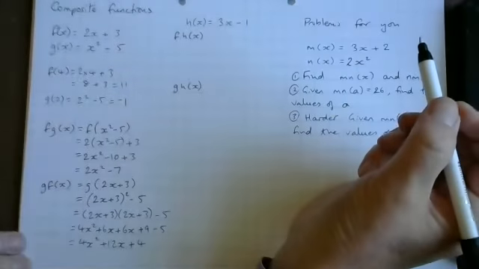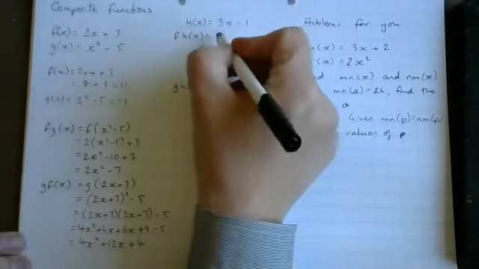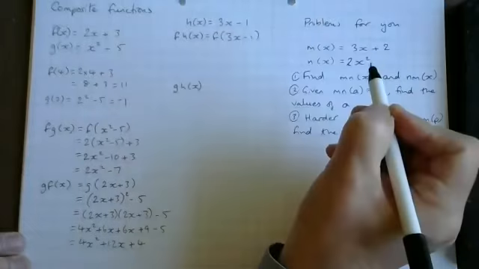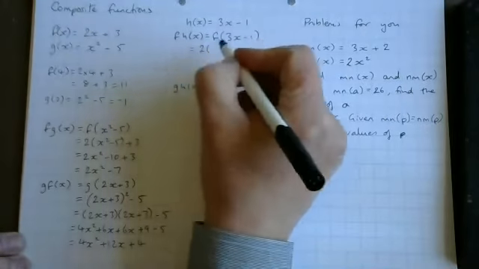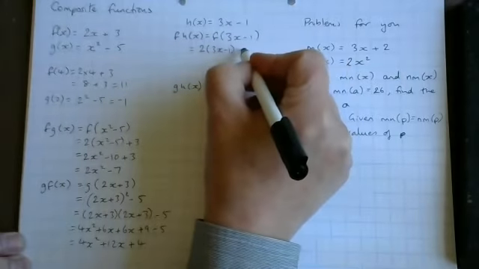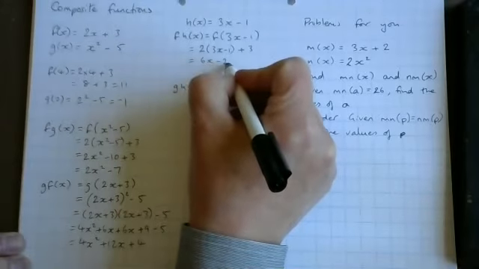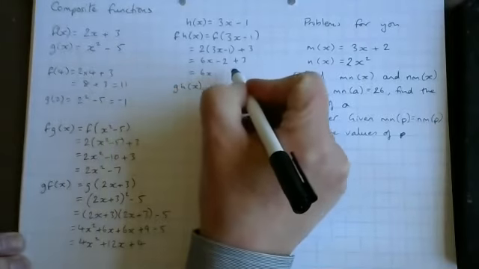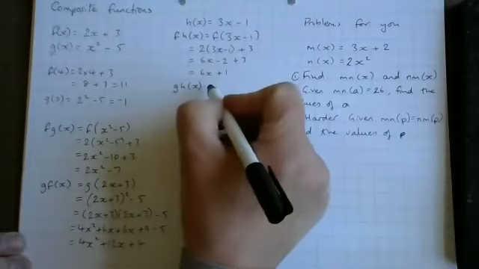Okay, if you've done your solutions, what fh of x is. We do f onto h of x, so f onto 3x minus 1, which equals, well, f is 2 times 3x minus 1 plus 3, equals 6x minus 2 plus 3, equals 6x plus 1. gh of x.